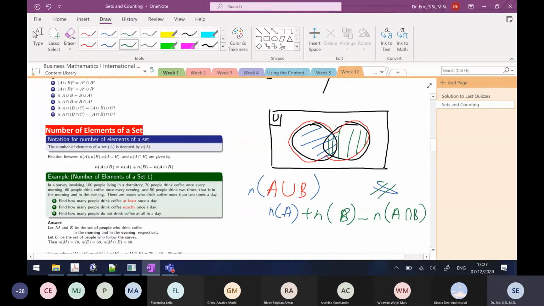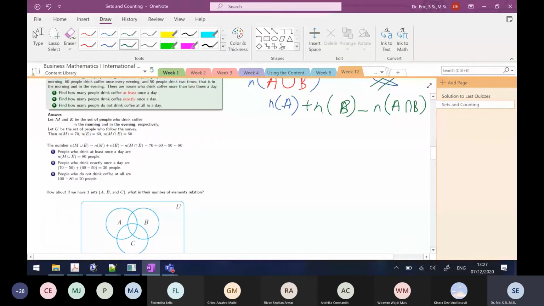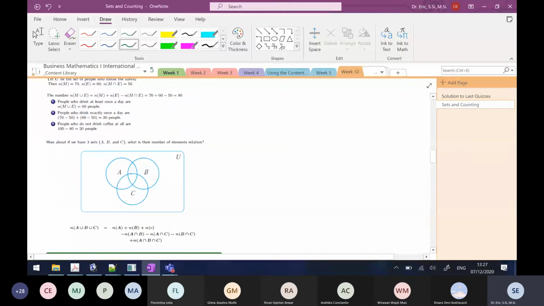So you have the red one. The red one is the blue one plus the green one minus the intersection. Why? Because the intersection is counted twice. Okay, and you can do the same for 3 sets. In this course, we usually have universal sets that contain 3 sets. So it is given by this.